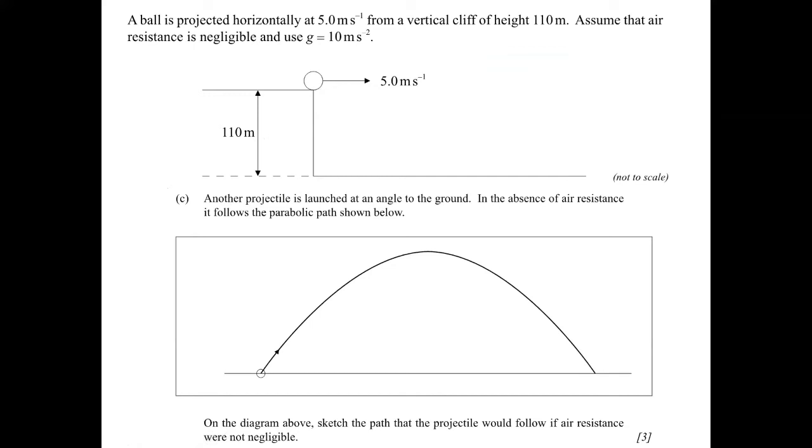On the diagram above, sketch the graph that the projectile would follow if air resistance were not negligible. It should have a lower maximum height and a lower horizontal range. It is asymmetric, with a horizontal range before maximum height that is more than the horizontal range after maximum height. The maximum height is lower and shifted towards the left, and the pre-peak range is longer than the post-peak range.